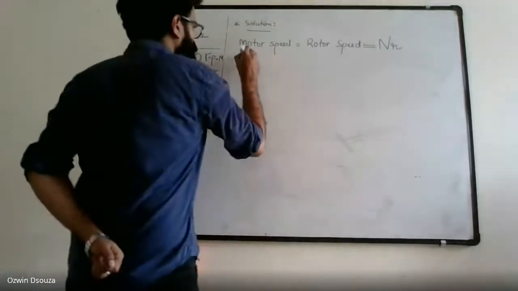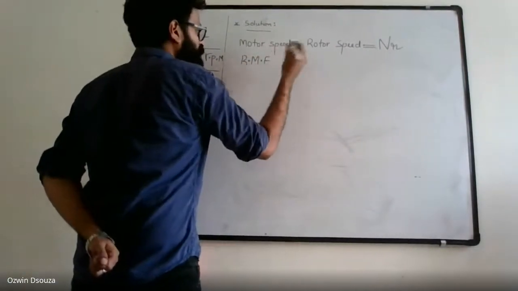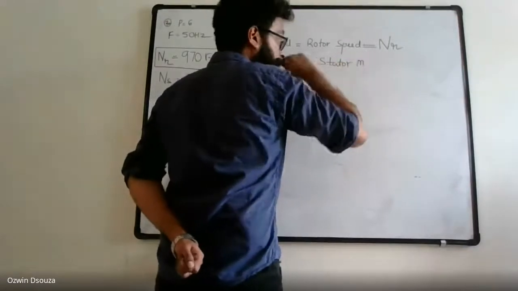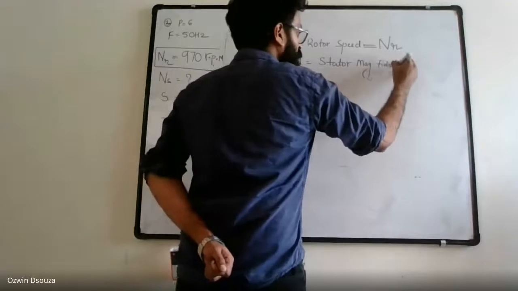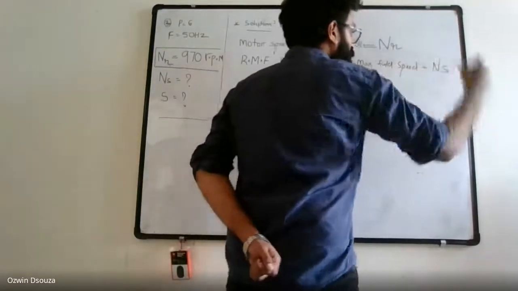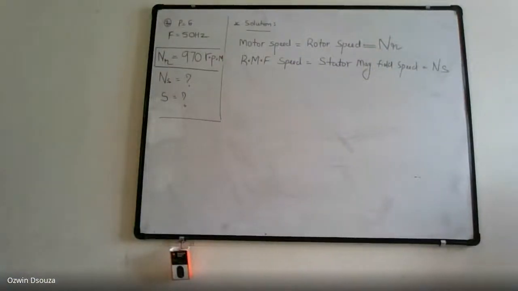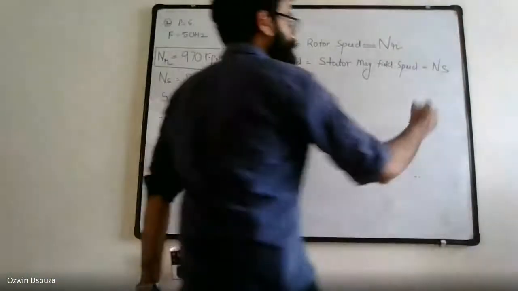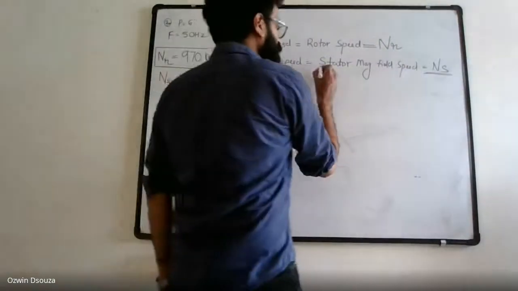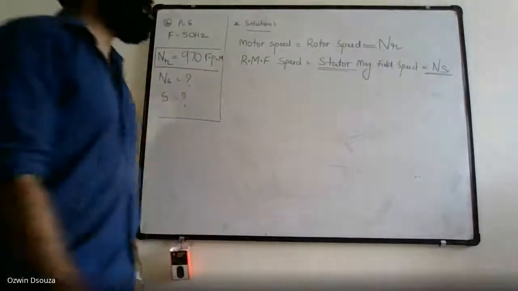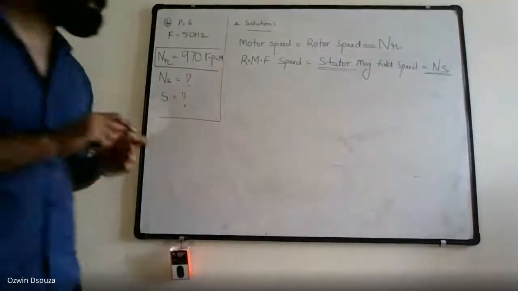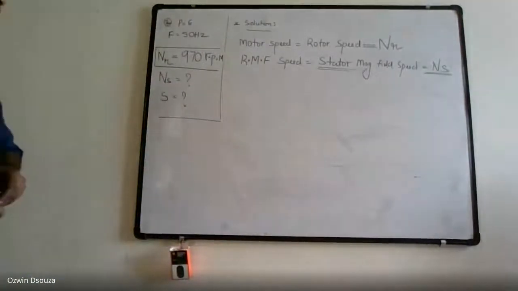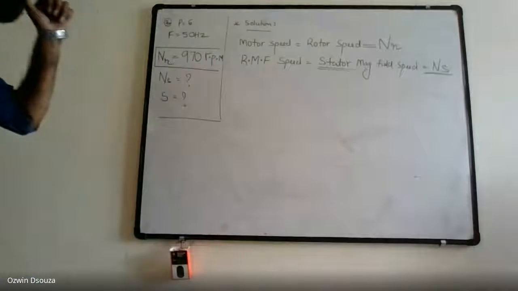On the other hand, rotating magnetic field speed or stator magnetic field speed is nothing but NS. Sometimes they say speed of RMF is 1440 RPM. So speed of RMF is nothing but rotating magnetic field, which is always associated with stator winding. So that is taken as NS. I want you to be very clear about the meaning of NR and the meaning of NS. Let's go ahead with the problem.